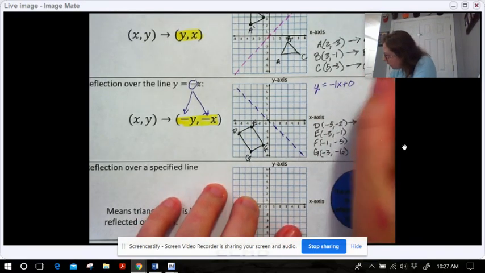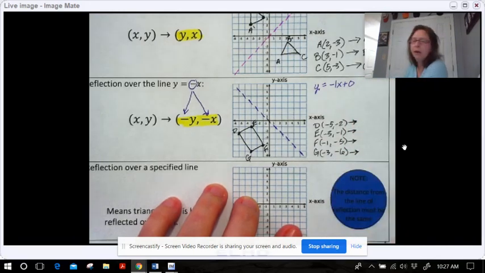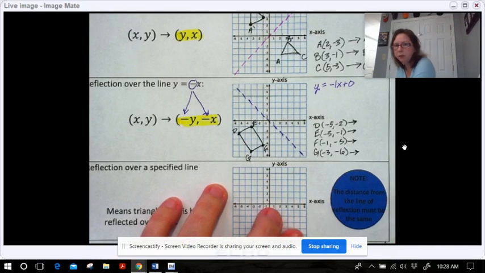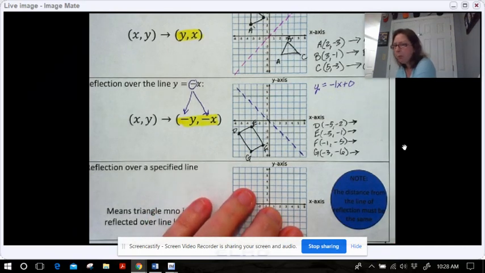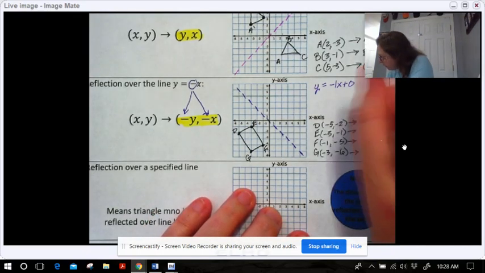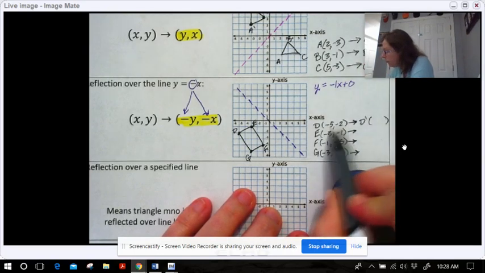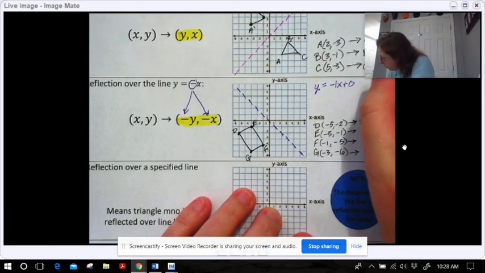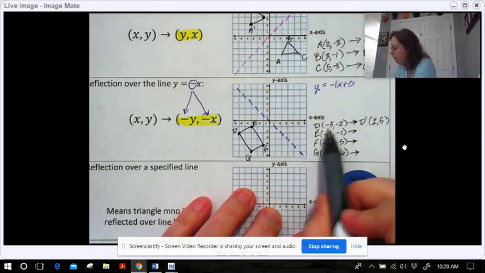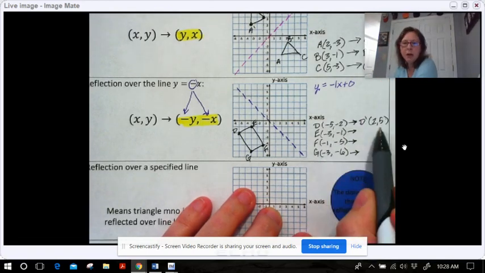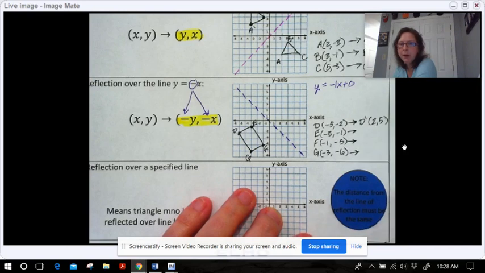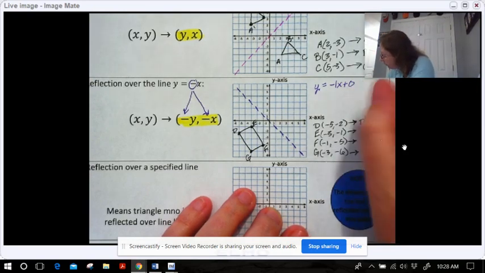Now they are going to map onto the image when I reflect it over the line y equals -x. So remember, for D prime, I need to switch the 5 and the 2 around. And because they're both negative, now they're going to become positive. Okay? Do the same thing for the rest of them. E, F, and G.